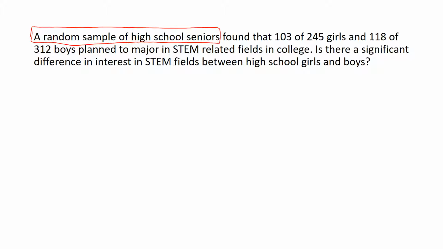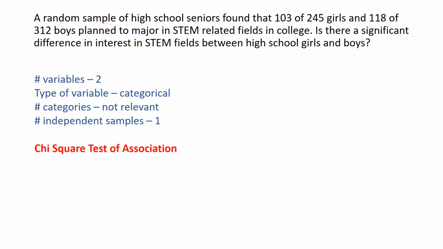Each person sampled was asked to tell us their gender and their planned major in college. So that's 2 variables. They're both categorical. So now we have 2 categorical variables. Regardless of anything else, this must be the chi-square test of association, also called the chi-square test of independence.